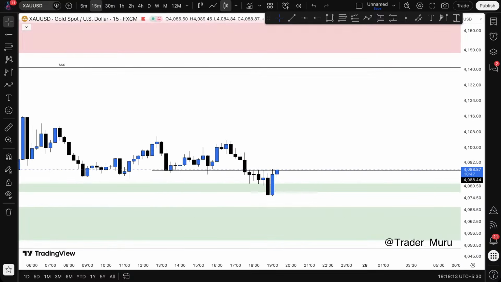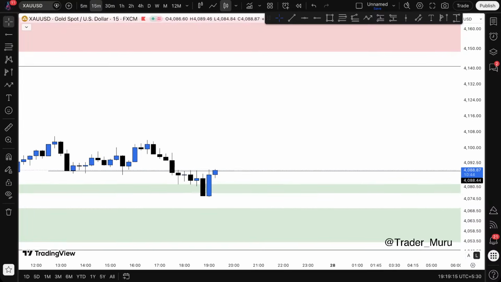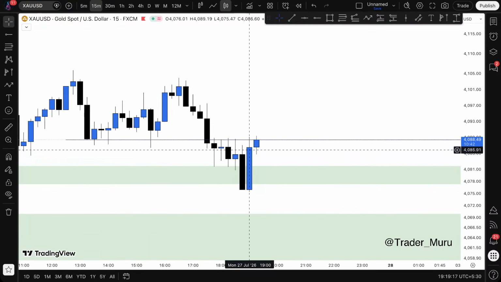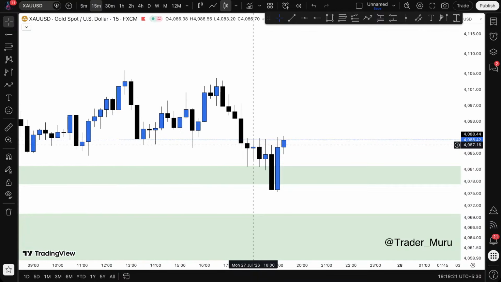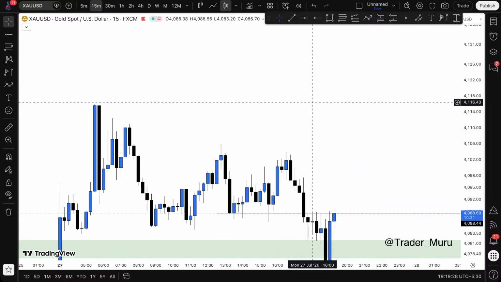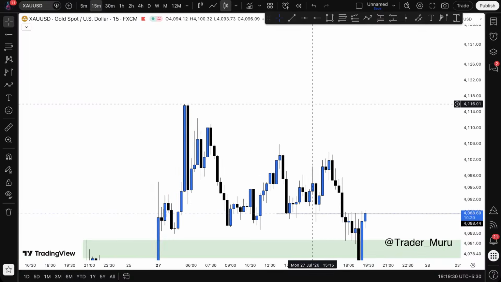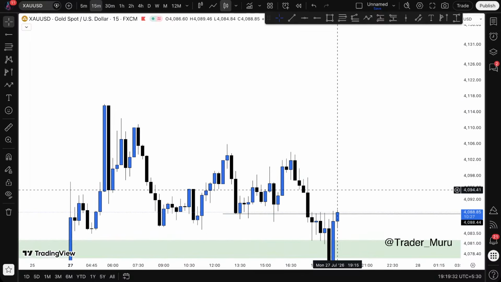15-minute momentum will change above this high and it will start buying. If price closes above 88, buy target Asian high. Yes, Asian high will be our target in case we break out and retest here.